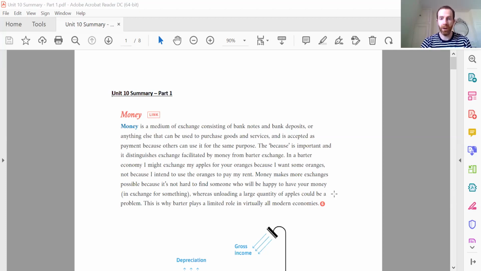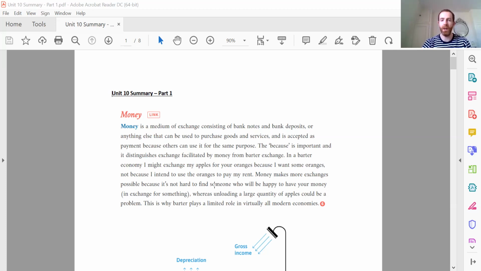So the first really important concept that comes up in this unit is a crucial concept in the world, which is money. So what do we mean by money? Well, you can see it here in the first sentence: a medium of exchange, consisting of banknotes and bank deposits, or anything else that can be used to purchase goods and services, and is accepted as payment because others can use it for the same purpose. That's the essential thing that makes something money: if I use it to pay someone for some good, they can then take what I've given them and use it to pay somebody else for some other good or service. That's the crucial property.